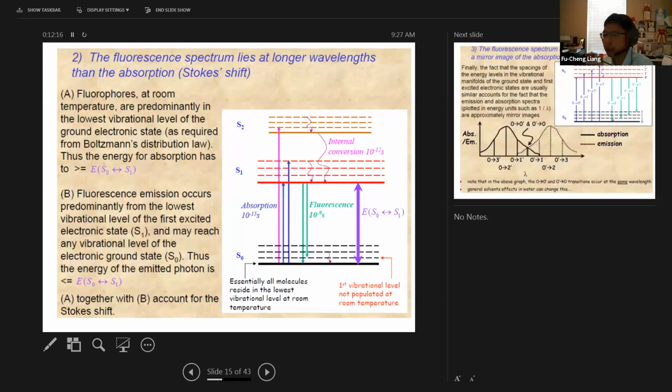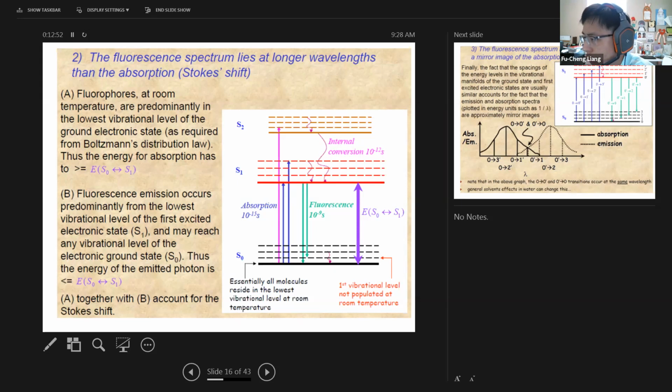The other phenomenon we're talking about is that fluorescence usually lies at a longer wavelength than absorbance. We know they can form mirror images of each other, and one of them usually has a longer wavelength. The question is why fluorescence always has a longer wavelength than absorbance. As you can see here, the fluorophore, like a fluorescent dye, at room temperature is predominantly in the lowest vibrational level of the ground state. Basically, it's this solid black line. Those are the molecules at the ground state.